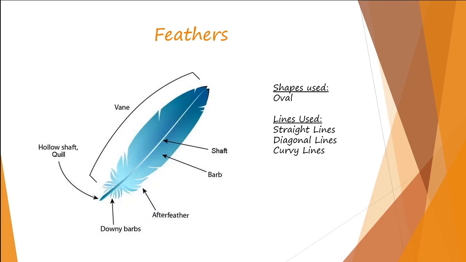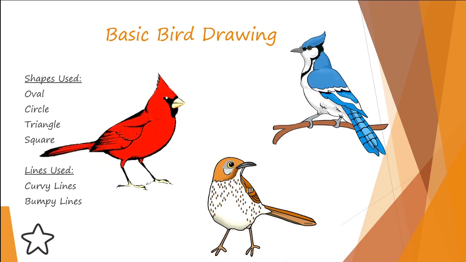The shapes we're going to use is an oval. We'll use straight lines, diagonal lines, and curvy lines. And then birds. We're going to be using ovals, circles, triangles, squares. You'll use some curvy lines and some bumpy lines. And remember these three guys right now, the cardinal, the blue jay, and the brown thrasher, because we're going to come back to them in a few minutes.